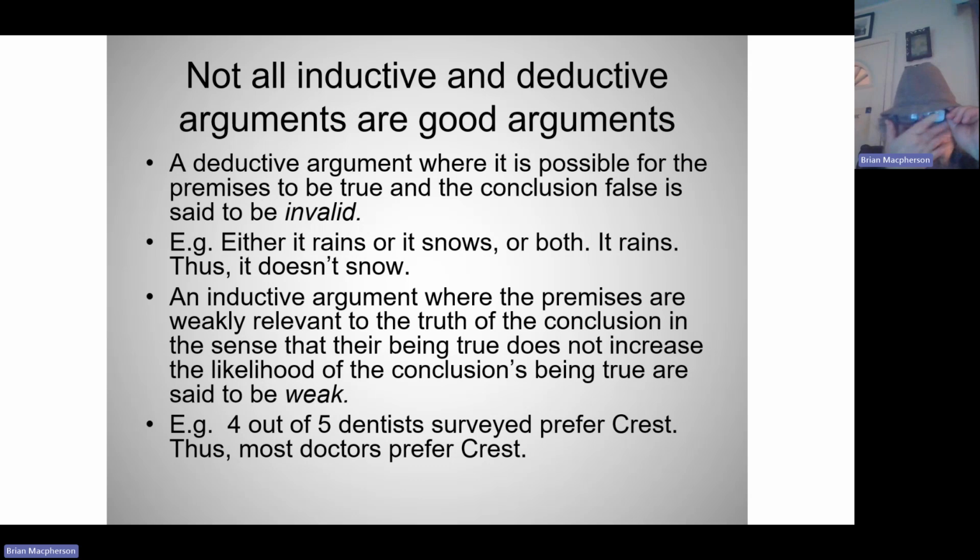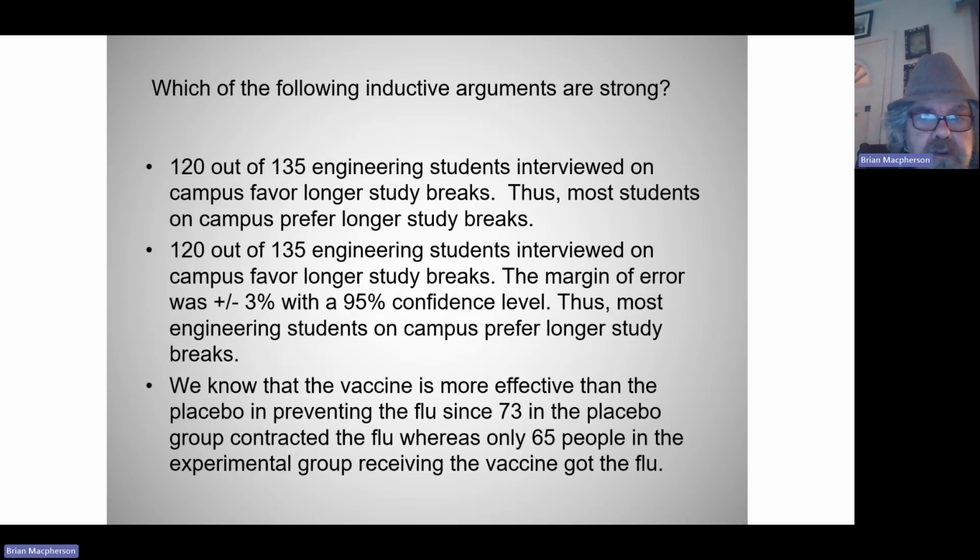And moreover, we're talking here about dentists, but the conclusion is talking about doctors, which is a much broader category, okay? So the top argument then is invalid and the bottom argument is weak. So let's get a little bit of practice here, okay? This is what helps you do the exercises, right? To work through some examples. So these are some inductive arguments, and we're going to try to figure out whether they're weak or strong, okay?